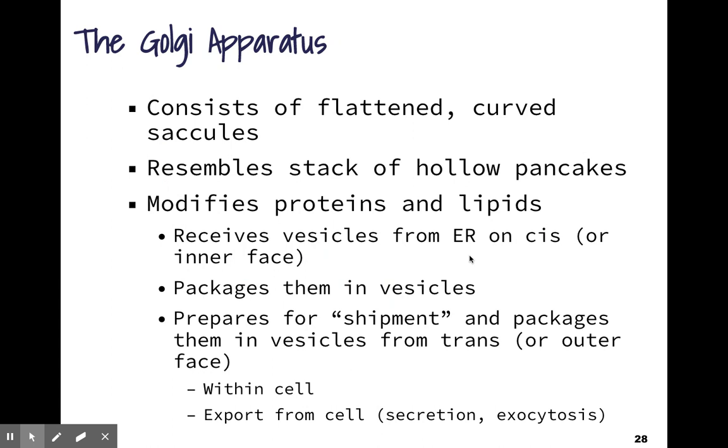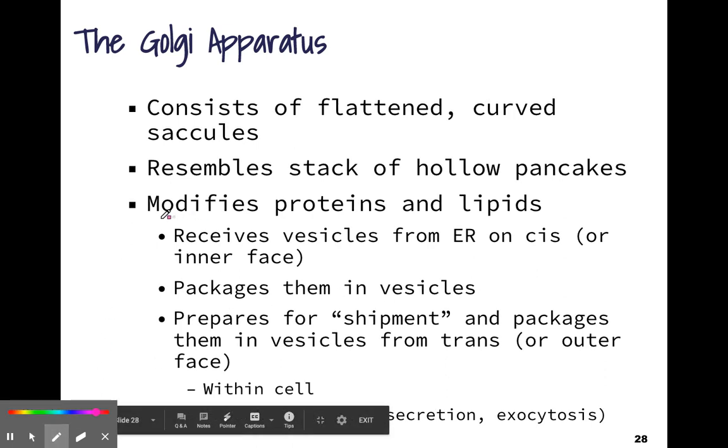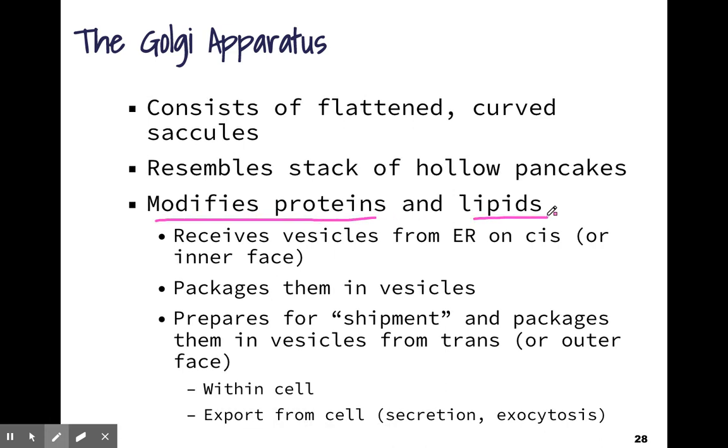The next organelle that works with the ER is called the Golgi, or the Golgi apparatus, and it consists of flattened curved saccules. It resembles a stack of hollow pancakes. The Golgi is responsible for helping to modify proteins and lipids. It receives a vesicle from the ER on the cis or the interface side, and it packages it into a vesicle. It prepares the protein to be shipped and packaged to go in and out of the cell, and it helps for export from the cell.